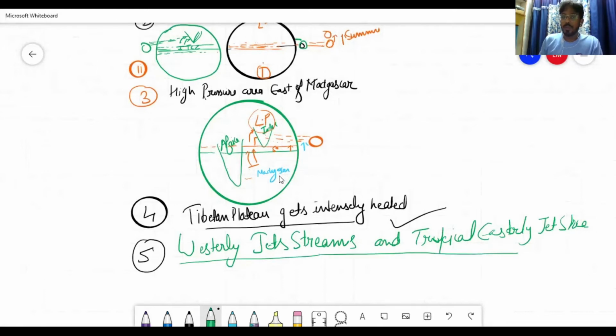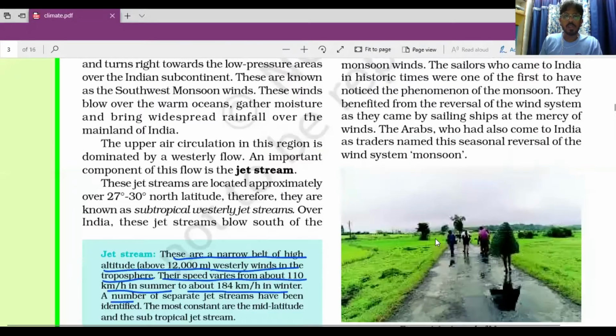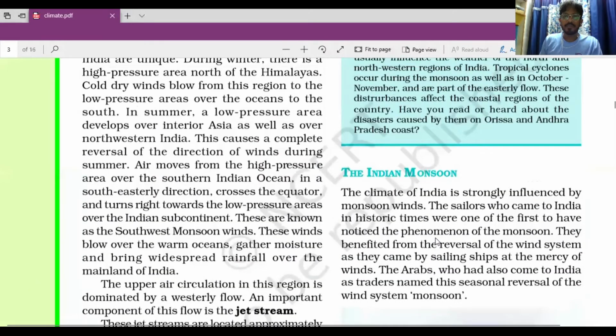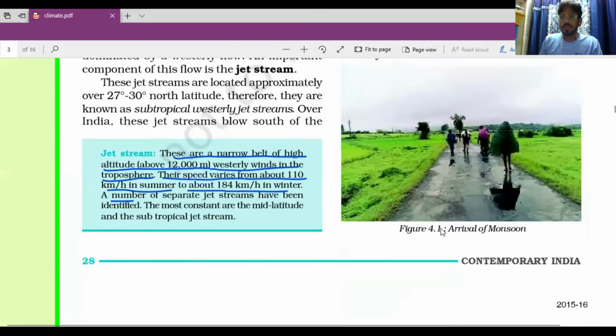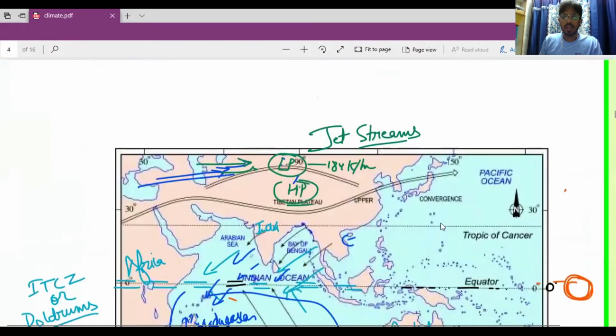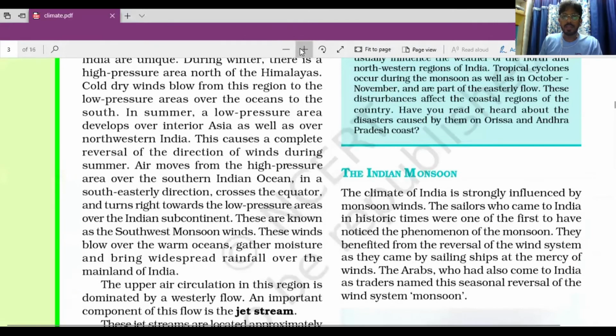So once you read all the textbook till where we have studied, right? Indian monsoon. Let us read this Indian monsoon one.